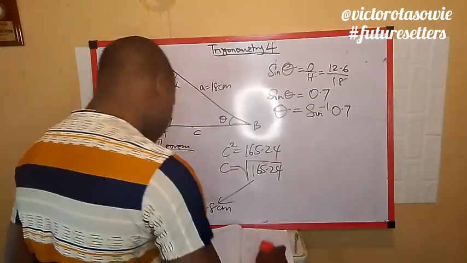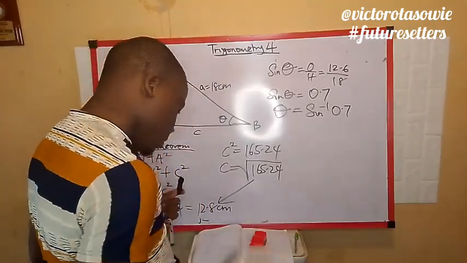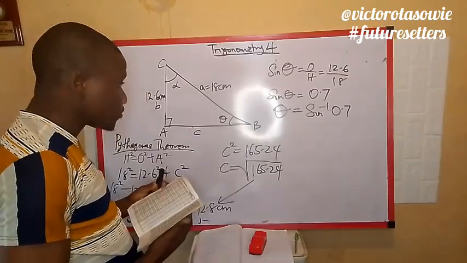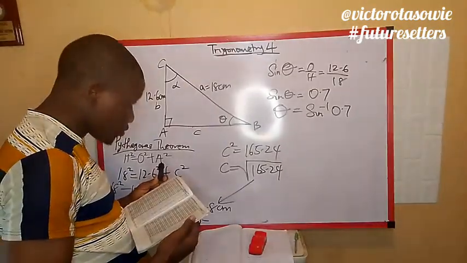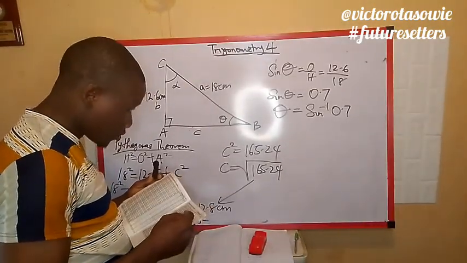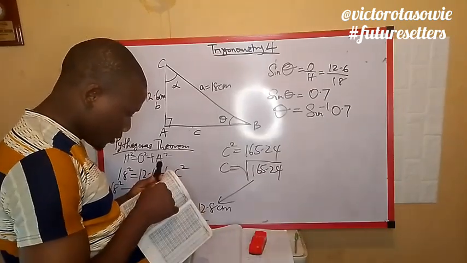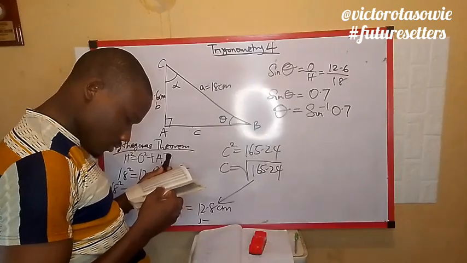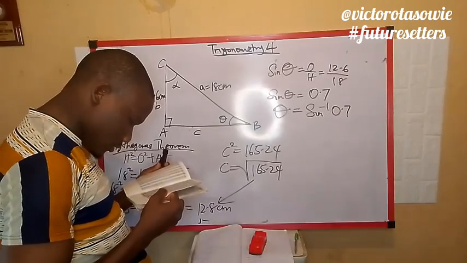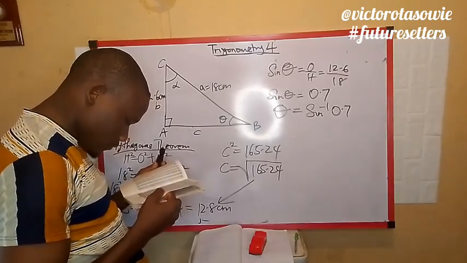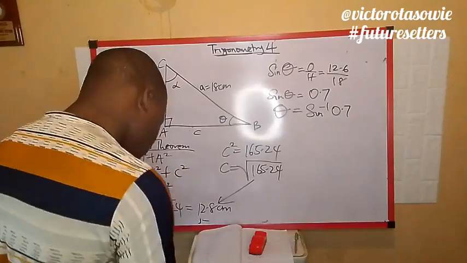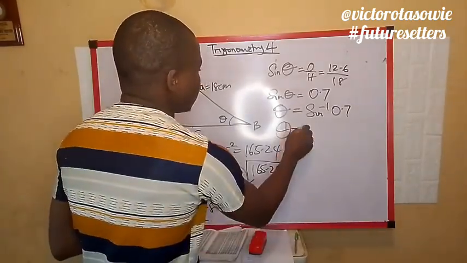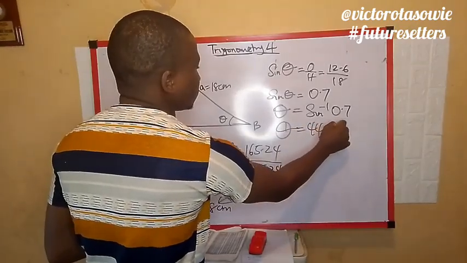So let's assume that we are going to our tables. We could have used a calculator, but what you are going to do now, you will go to your table and search for 0.7, where 0.7 is very clear, very predominant. So 0.7 will be around 44.4. So let's assume theta equal to 44.4 degrees.